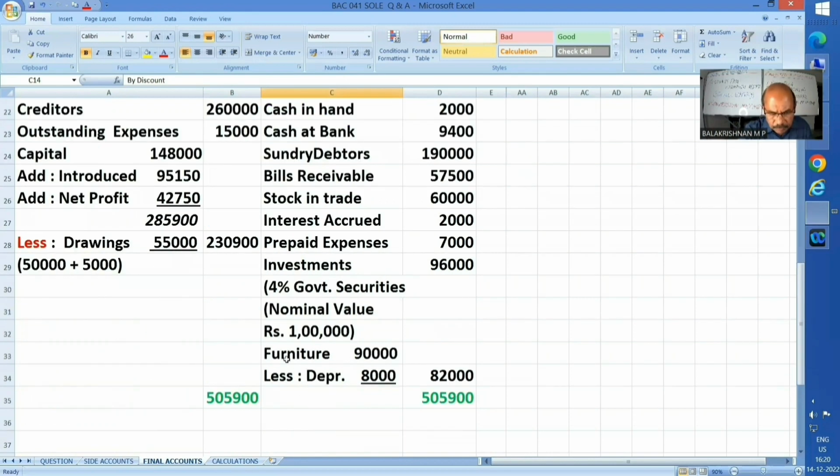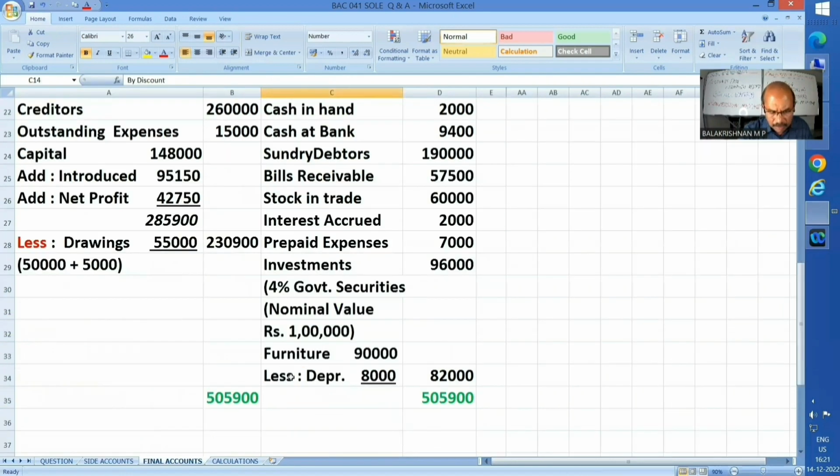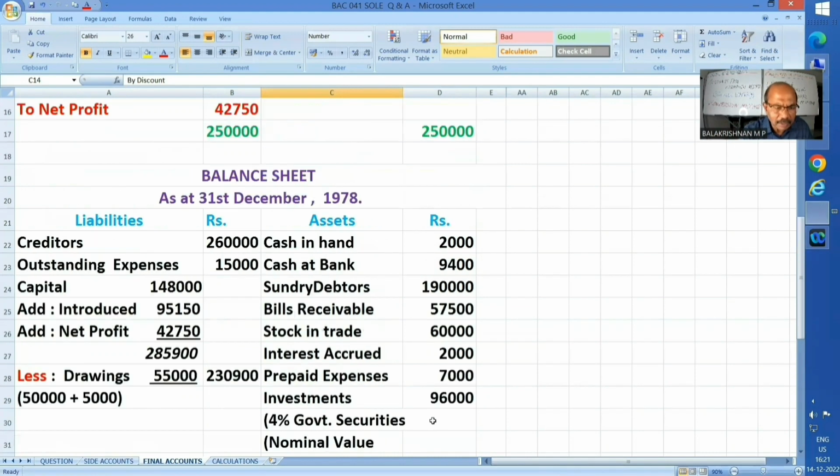Furniture. Let's go back to the furniture account itself. 82,000. This is the way it is shown: total minus depreciation. That's the way it is shown in the balance sheet. 90,000 gross minus current year's depreciation, 82,000. Total this side comes to 5,05,900.